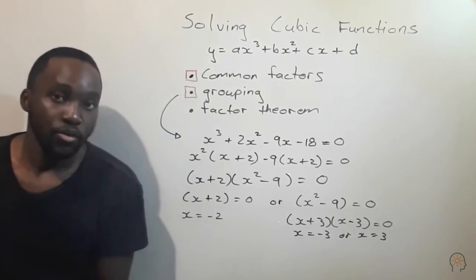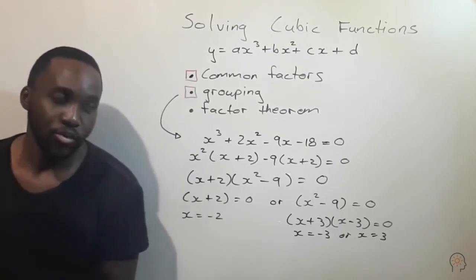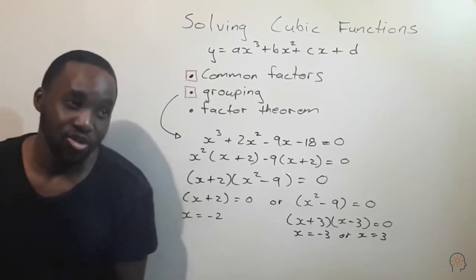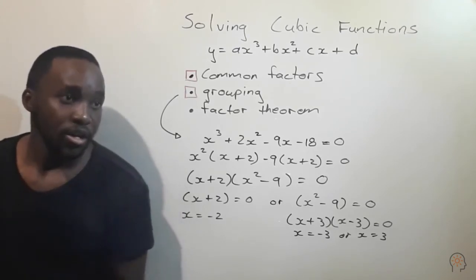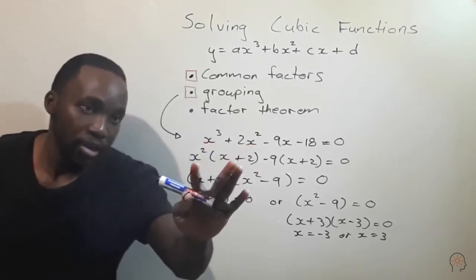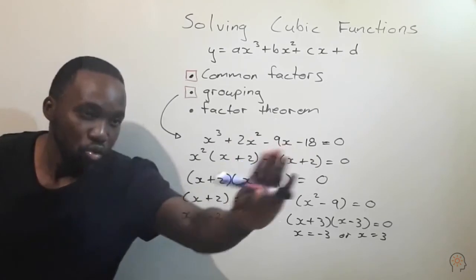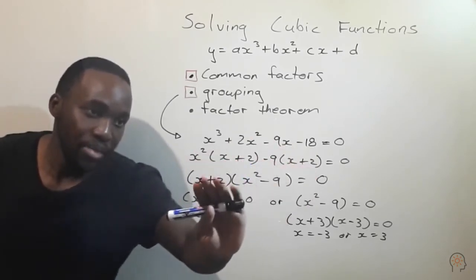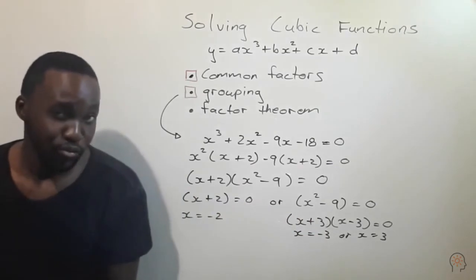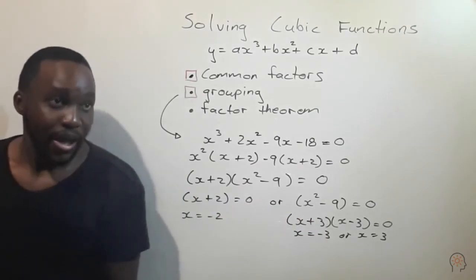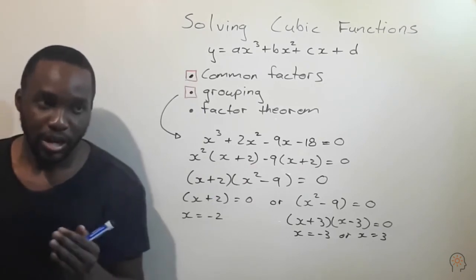So another way to solve cubic functions is using grouping. These we will not get so many of, but it's something you want to keep in mind. We say here these two have x squared as a common factor, these two have negative 9 as a common factor, so you can take those out and then factorize and then eventually solve for x. So it's another method which you are somewhat familiar with from grade 11.